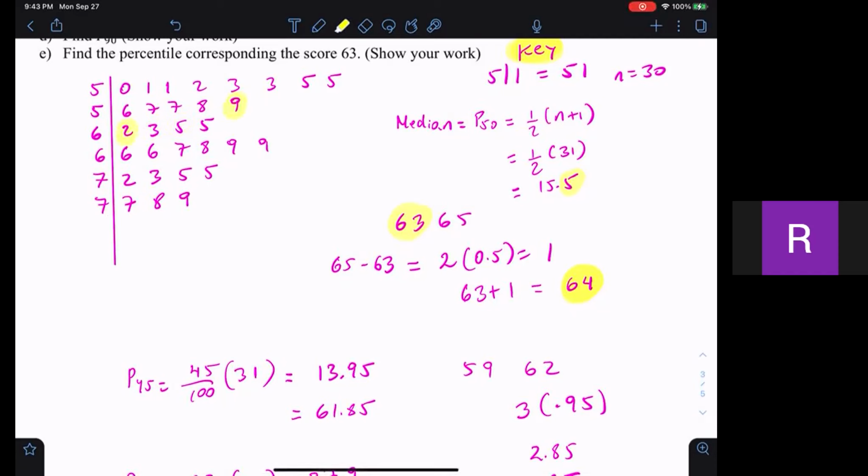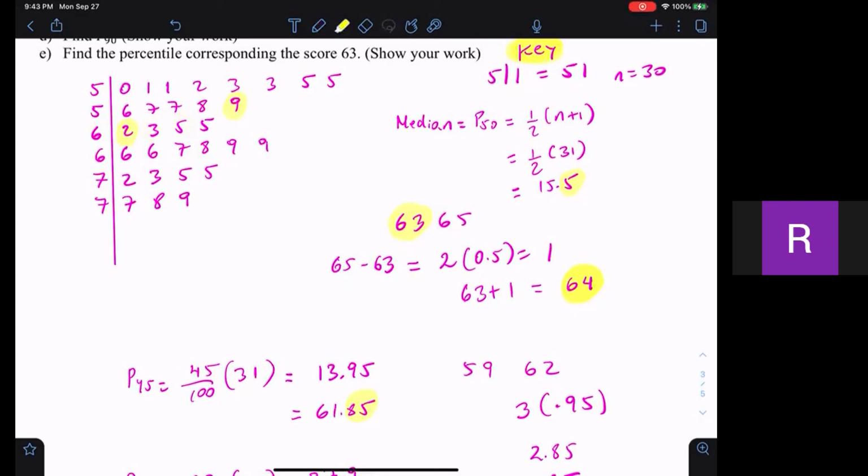So the difference between 62 and 59 is 3, right? So 62 minus 59 is 3. And then you multiply that by this decimal that you get here, so that's 3 times 0.85, and you're going to get 2.55. So if you add the lowest value, which is the 59, plus 2.55, that will be the percentile somewhere around there. So it's 61.85 or about that, right?